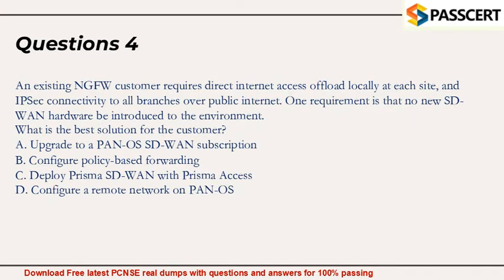Question 4. An existing NGFW customer requires direct Internet access offload locally at each site, and IPsec connectivity to all branches over public Internet. One requirement is that no new SD-WAN hardware be introduced to the environment. What is the best solution for the customer? A. Upgrade to a PAN-OS SD-WAN subscription. B. Configure policy-based forwarding. C. Deploy Prisma SD-WAN with Prisma Access. D. Configure a remote network on PAN-OS. Answer: A.